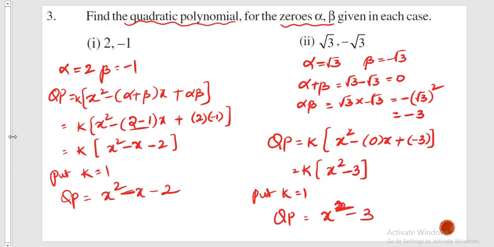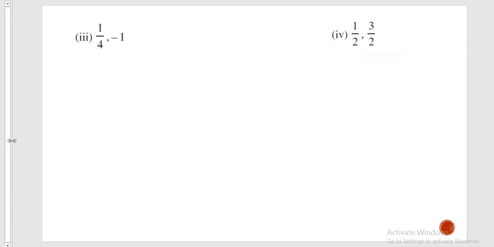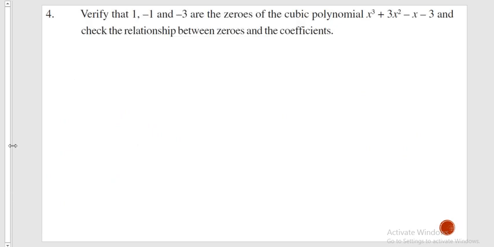Understood? You can do it in this particular way or that particular way. First find out the sum of zeros and product of zeros and then substitute, or directly substitute. Either way gives you the answer. Now there are two questions for you, so you can try them on your own. Next, moving on to one more question.